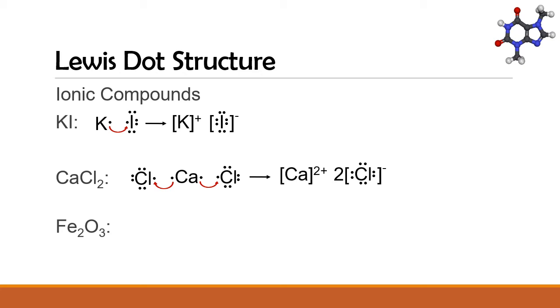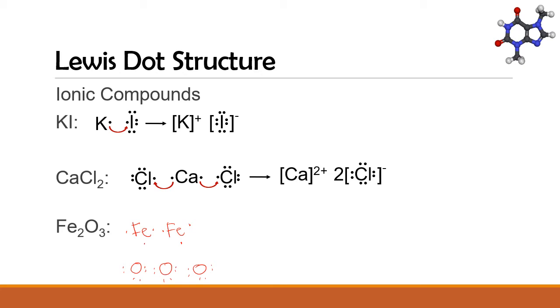For iron 3 oxide, 2 atoms of iron and 3 atoms of oxygen are needed. So we can draw 2 atoms of iron with 3 valence electrons and 3 atoms of oxygen, each with 6 valence electrons. For the oxygen atom to fulfill its octet rule, it needs to gain 2 more electrons.